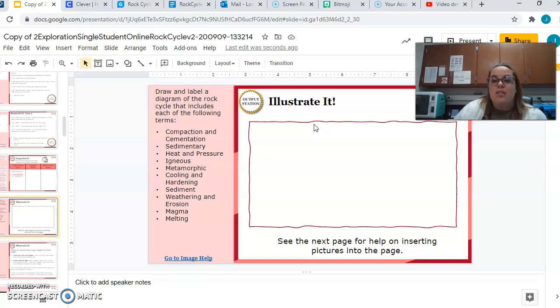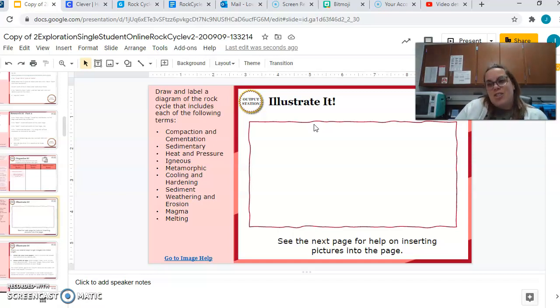You're going to draw and label a diagram. So the only difference between a picture and a diagram is diagrams have labels. Got to have a label. Because in science, we don't draw pictures, we draw diagrams. Okay, so we're going to draw a diagram of the rock cycle that includes, and there is a list for you. So you should include as many of those as you can.